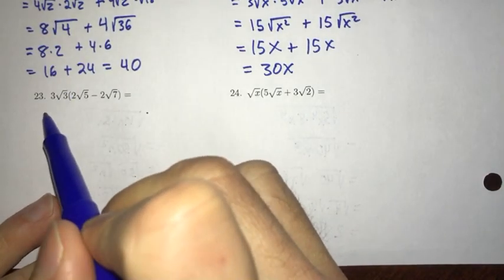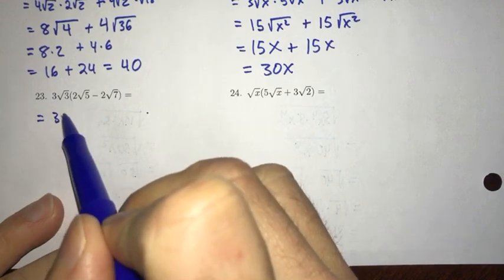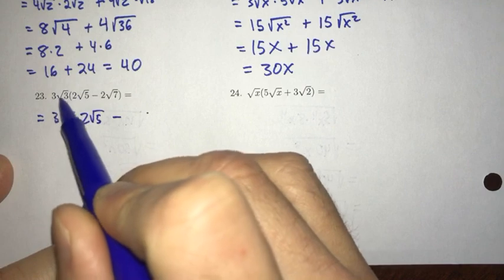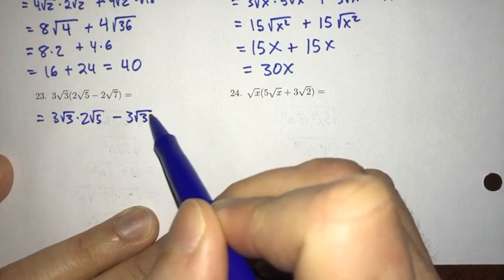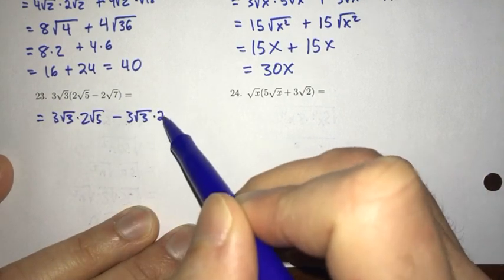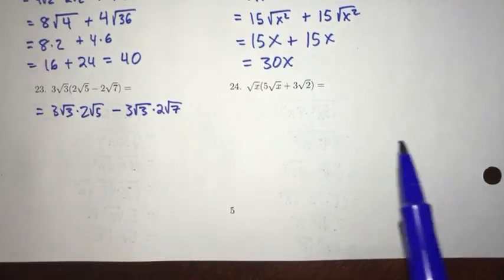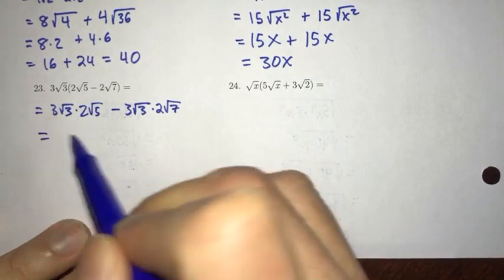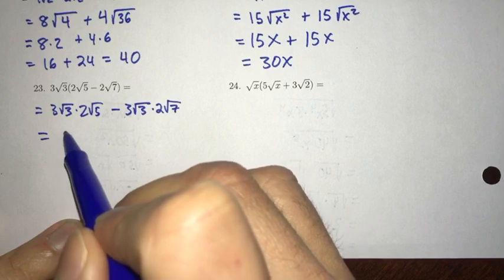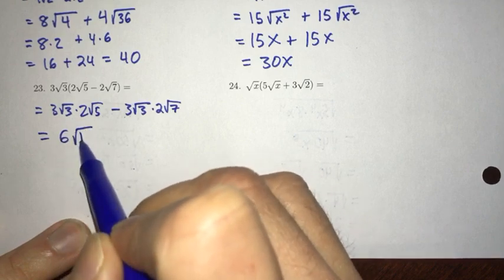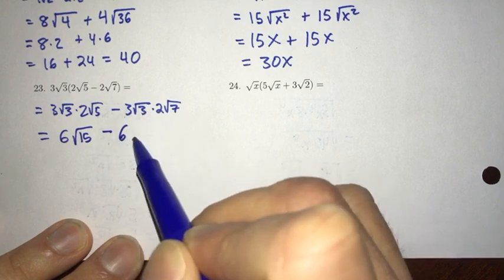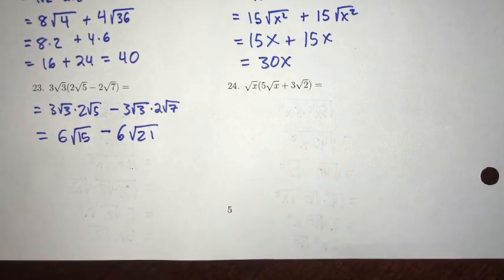Here, again, I want to distribute. The 3 root 3, I'm multiplying it by the 2 root 5, minus the 3 root 3 times the 2 root 7. Multiply the numbers on the outside. 3 times 2 is 6. 3 times 5 is 15 inside. Minus 3 times 2 is 6. 3 times 7 is 21.